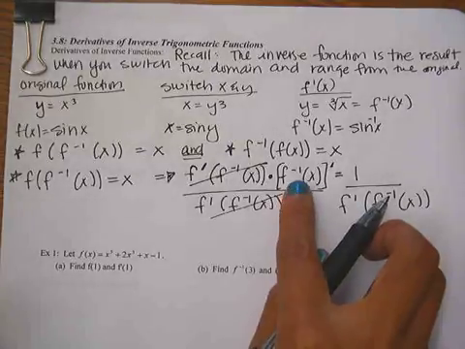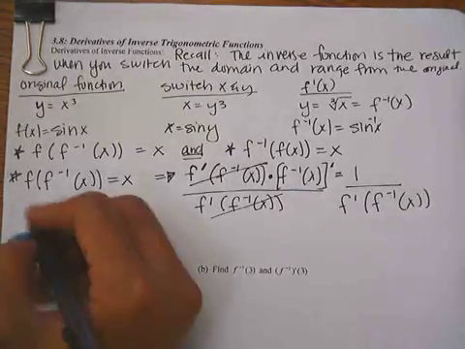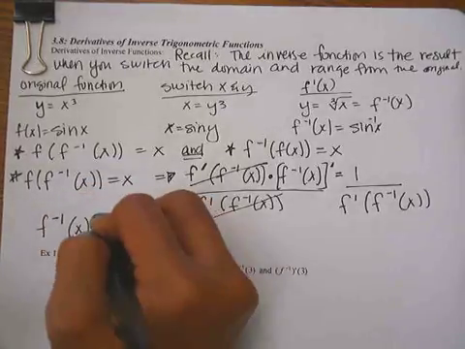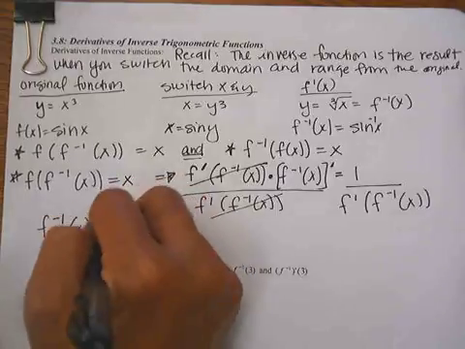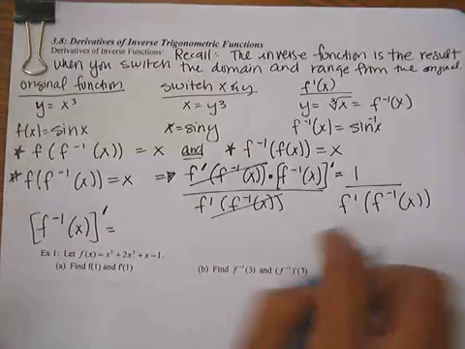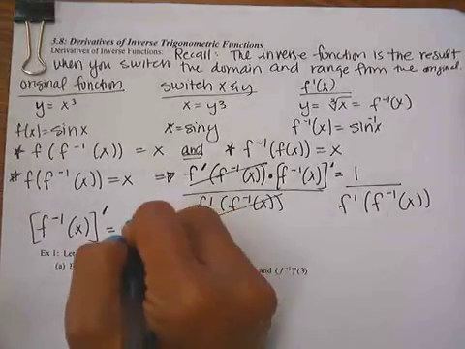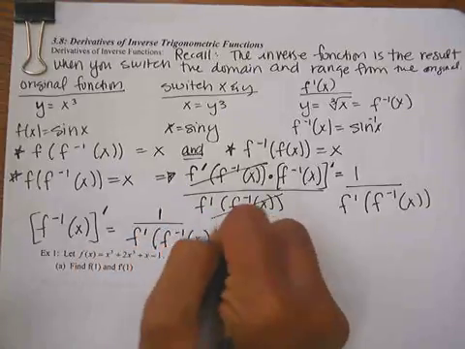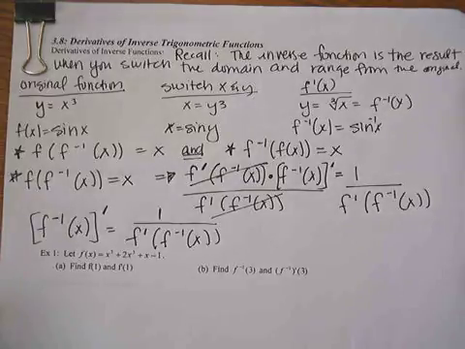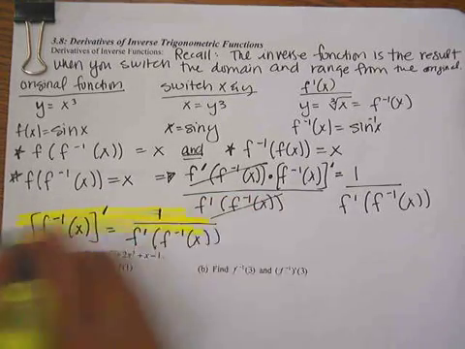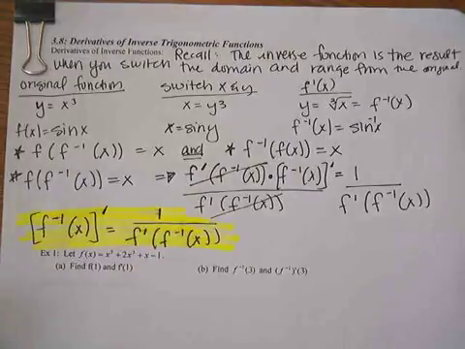So the derivative of an inverse is this formula, which you will need to memorize, or you can derive it from the original. So the derivative of the inverse, I'm going to write this bracket with the prime, equals 1 over f prime of f inverse of x. I'm going to highlight it because you're going to need to really know it. And that's how we came up with it.